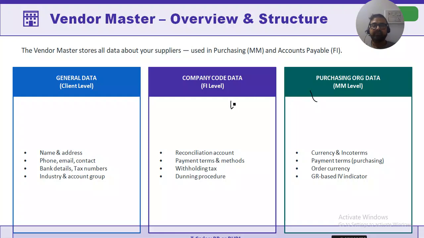Vendor A is supplying raw material, but vendor B might be giving AC maintenance services, right? So he is not purchasing raw material. He is not giving a material. He's just providing a service.